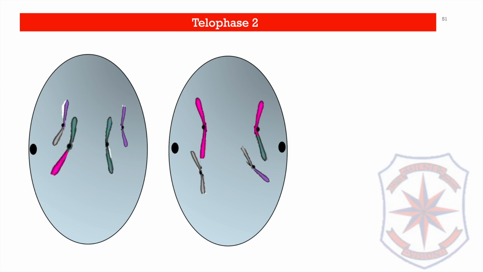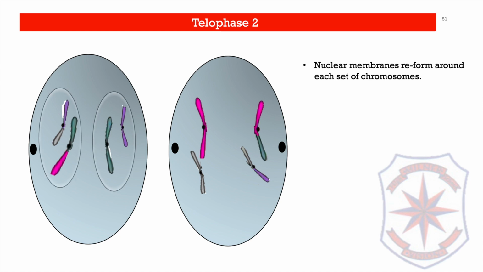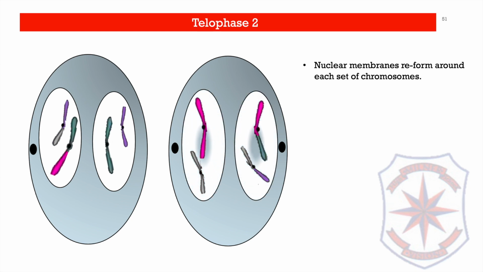So what happens during telophase 2 is that the nuclear membranes reform around each set of chromosomes. Let's see if that's what happens. So there we have nuclear membranes forming around each set of chromosomes.